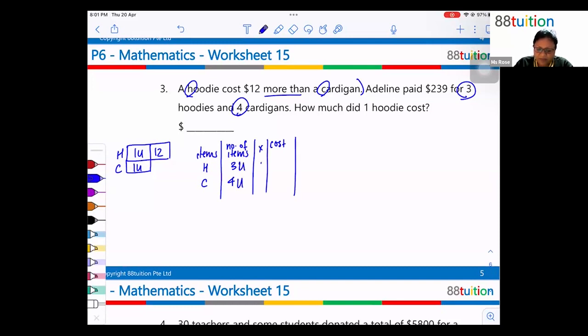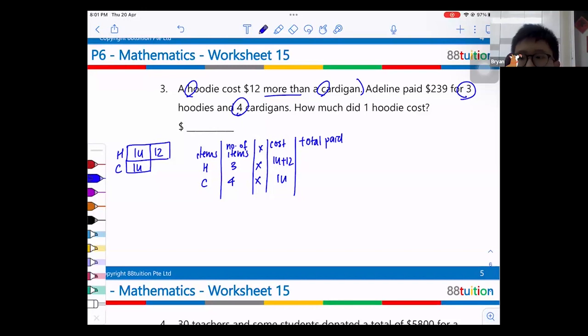So the hoodie costs 1 unit and $12, whereas the cardigan costs 1 unit. So we want to find the total paid. So the bottom one for the cardigan, I have 4 times 1 unit will give me how many units? Anyone? Yes, Brian. Very good. 4 units.